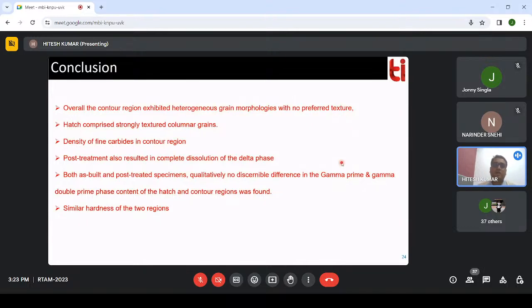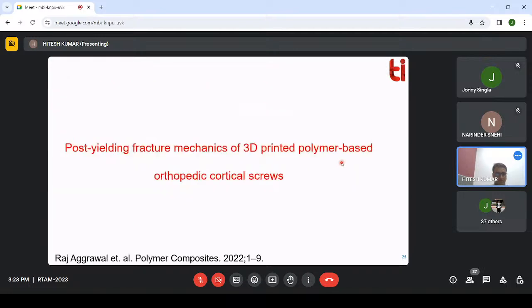So this is the first paper which I published in 2020 in Metrans, and then after joining here, I worked with one of my collaborators in Thapar, Dr. Vishal Gupta. His student was also working on orthopedic cortical screws. There we basically see how the fracture mechanism of 3D printed polymer-based orthopedic screws is going to be different when we change the pattern of your material.